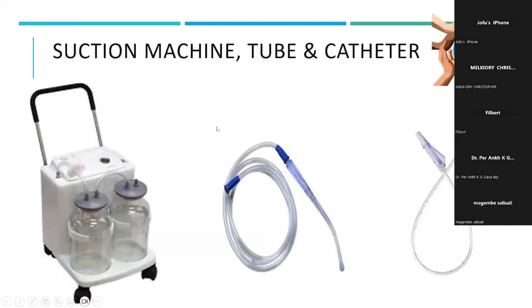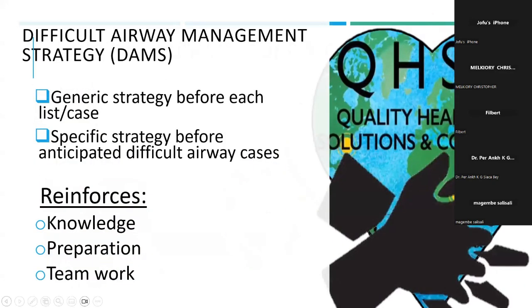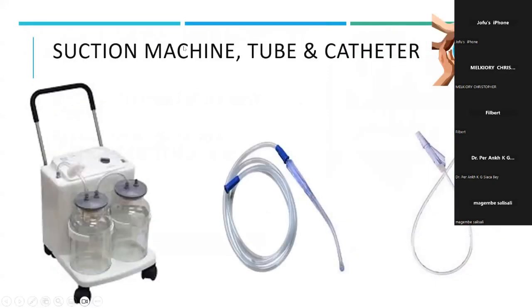So another accessory that will really help you during all of this is to have a suction machine, suction tube, and catheter, and it should be tested to see if it's working. Because you will not have a suction machine in the cart, it should be in a separate entity, but you should have it ready. It will help you. So the next slide.